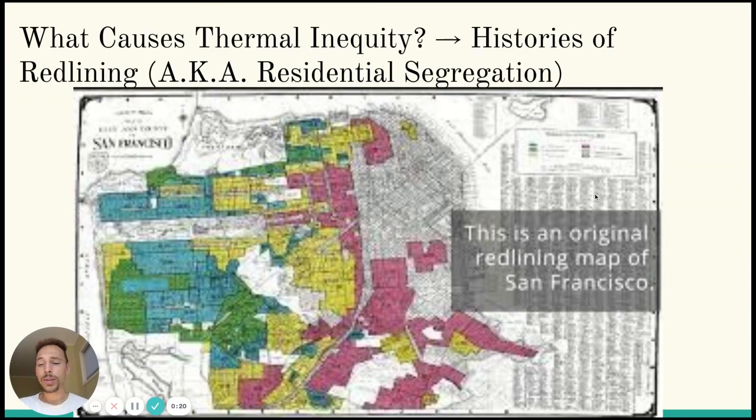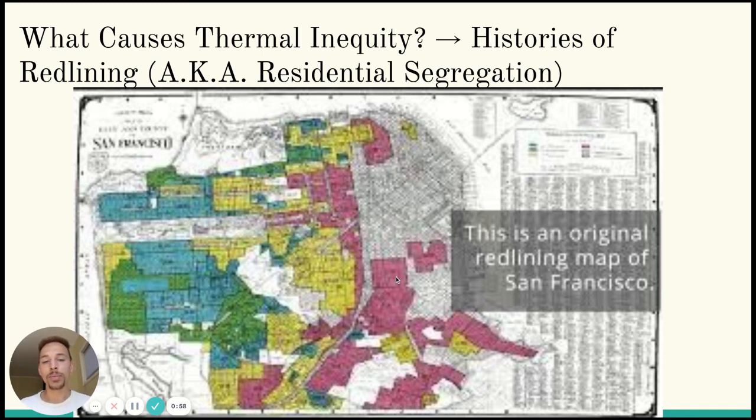And so what's another cause of thermal inequity? Actually, histories of redlining, also known as residential segregation. So this is an original redlining map of San Francisco. These red communities would be considered basically an F. It was scaled from A through F, and you can think of it like a grading scale. A is an amazing neighborhood, so that's these neighborhoods in green. B are these blue neighborhoods, so they're pretty good. C is yellow, and actually, sorry, a D or an F would be these red neighborhoods.